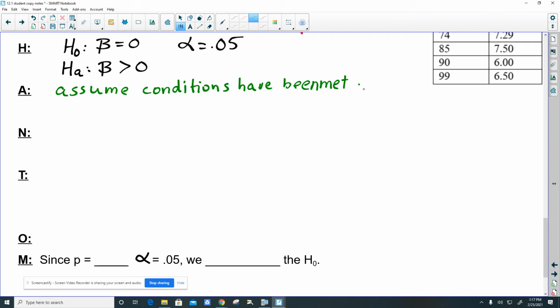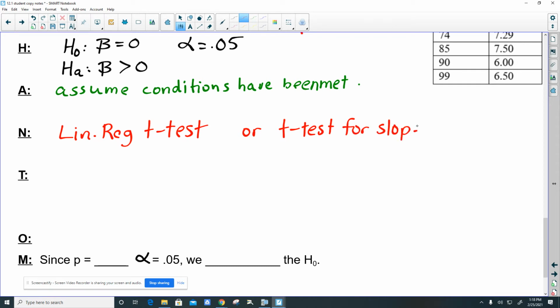Right. And the N, here's where we're going to name this particular test. You have two options, two different ways to name this. This can be called a linear regression T test, now, not an interval. Or you could call it a T-test for slope. We always use T-scores for slopes and means, and Z-scores for proportions.